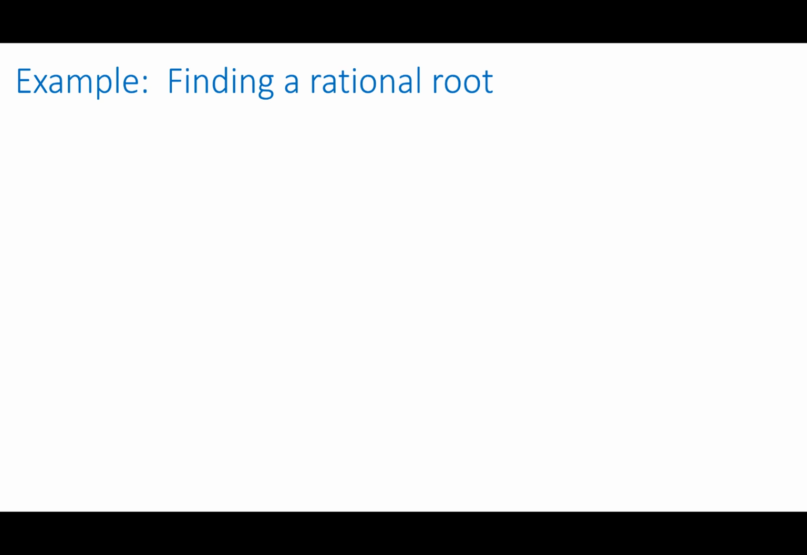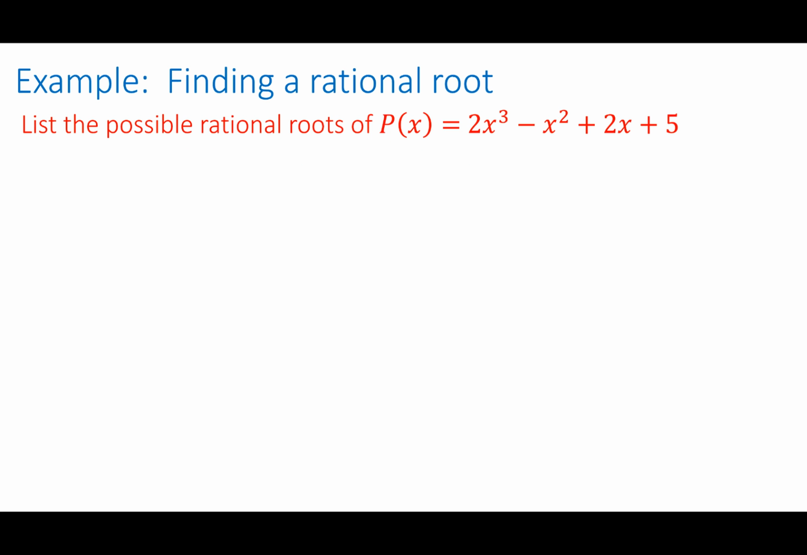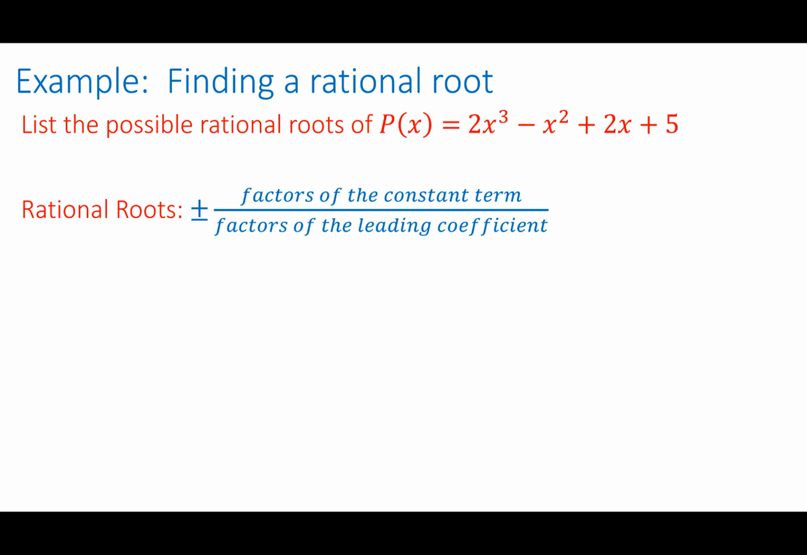Okay, all right, so finding a rational root. So now we're not talking about integer roots at all. We're talking about those rational roots explicitly. List all possible rational roots of this polynomial: 2x cubed minus x squared plus 2x plus 5. You don't have to write this down a second time because you already have it in your notes. But just a reminder, the rational roots are the plus minus factors of the constant divided by factors of the leading coefficients.